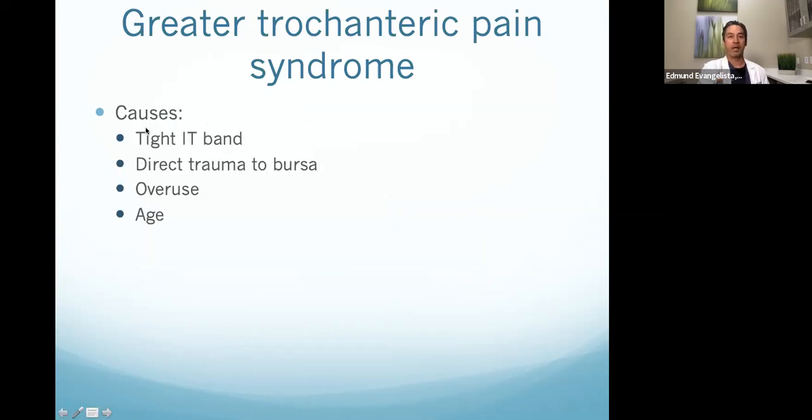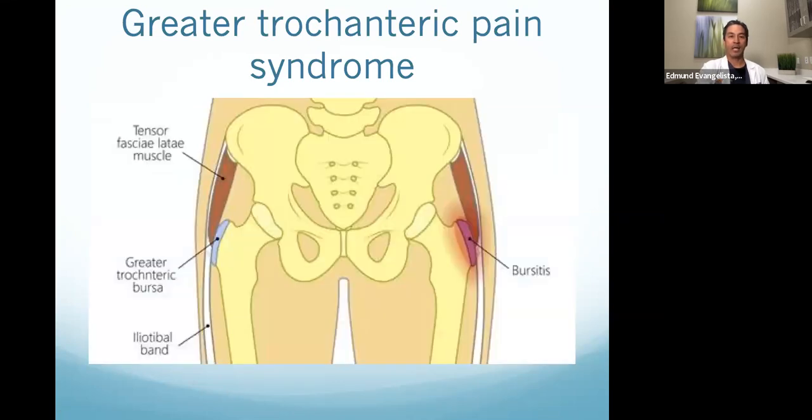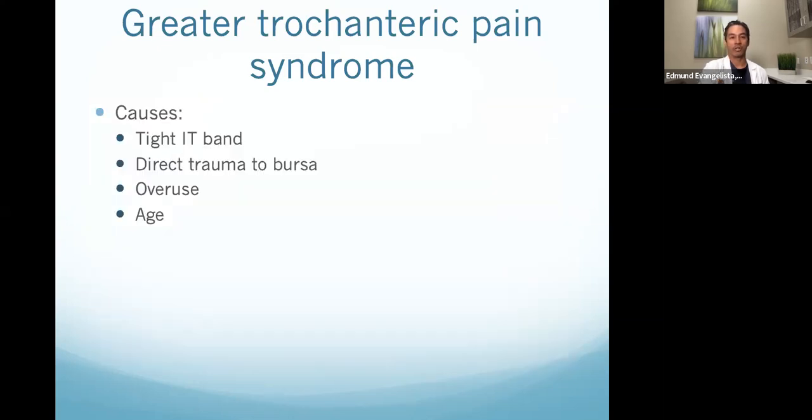What are the causes of this pain syndrome? Tight IT band. This picture shows you the IT band coming across the hip, going from the iliac crest across that greater trochanter region, and it extends down to the knee. If that IT band is too tight, it will cause increased friction on that bursa and cause that bursa to get inflamed. So that's why we want to stretch those tight IT bands, to relieve any increased friction or pressure on that greater trochanter region. Direct trauma to the bursa, so falling onto the bursa area, can cause it to get inflamed.